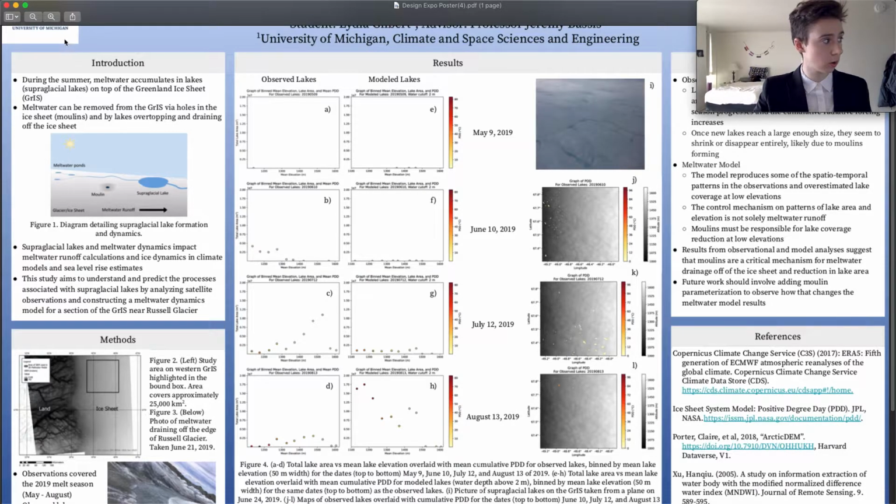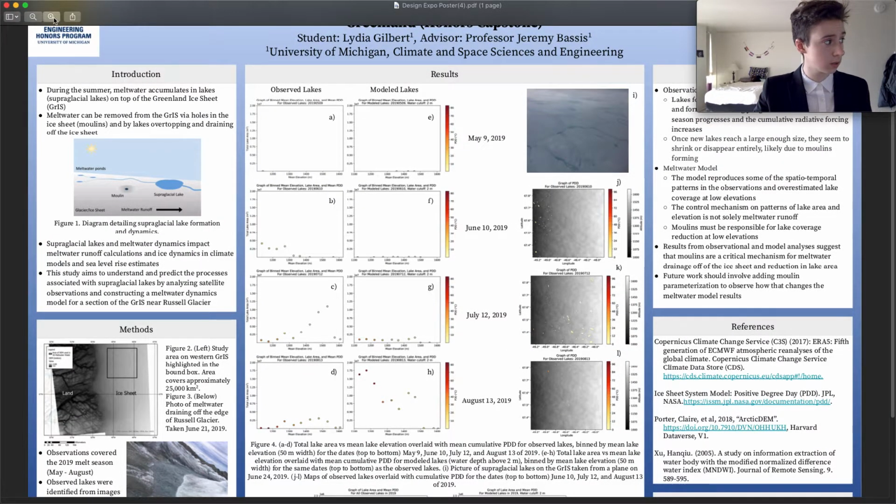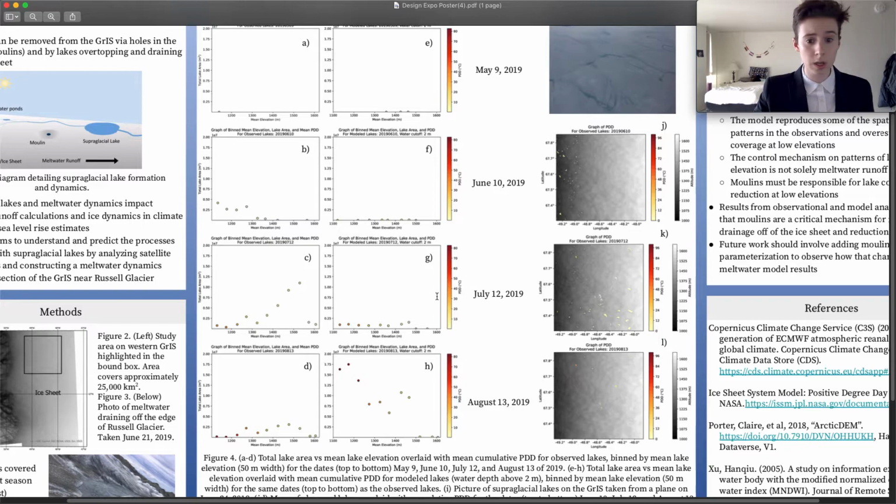So if we look over here on the far left, we can see that lakes form at low elevations early in the melt season, and then form at higher elevations as the melt season progresses. You can also see that the scatter plot points become darker in color, particularly here at low elevations, indicating that the amount of radiative forcing experienced also increases as the melt season progresses.